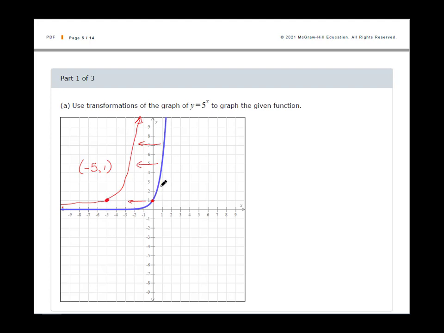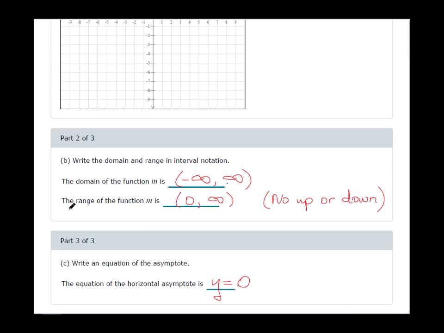And if I drag this thing to the left, notice the asymptote does not change. It's still y equals 0. Domain didn't change, range does not change, and the asymptote stays the same.